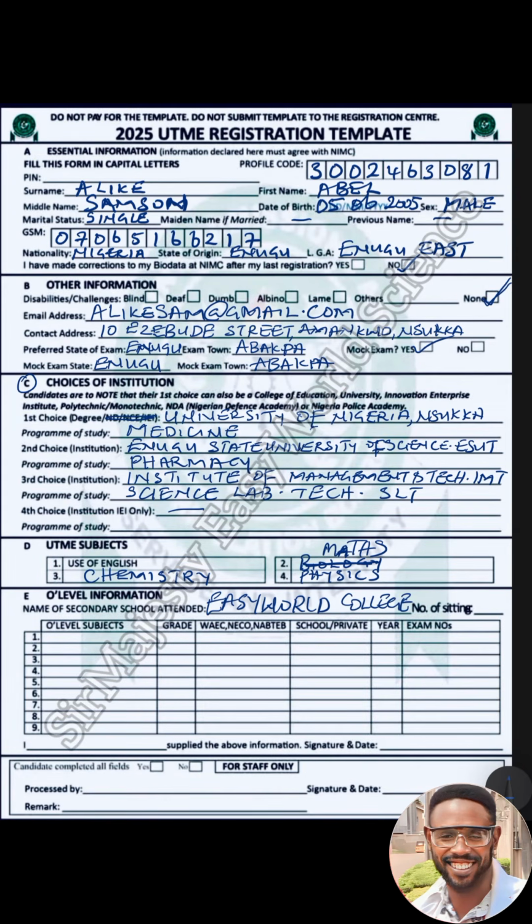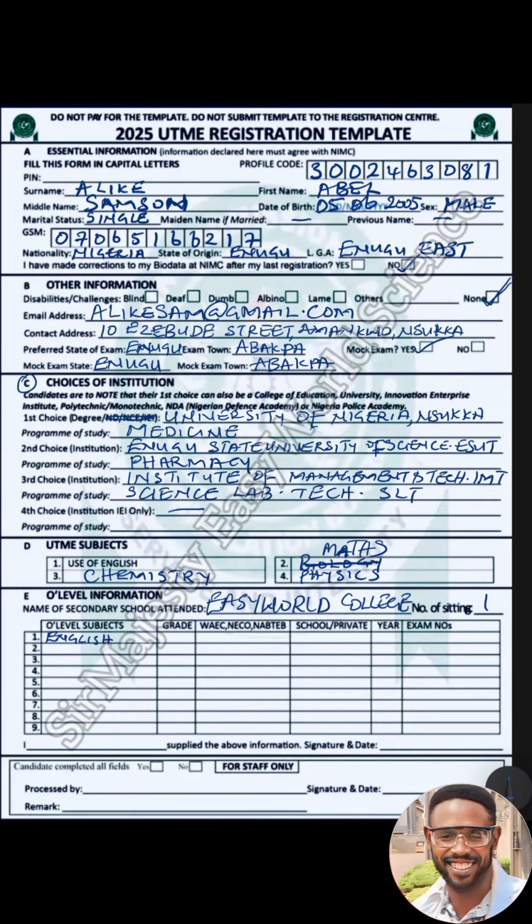Just write it there. Then a number of sittings. That is, if you have written more than once, use one sitting. It will give you an edge during admission by different schools. Then coming to O-level subjects, you fill out the O-level subjects. Remember that English still stands out as compulsory.